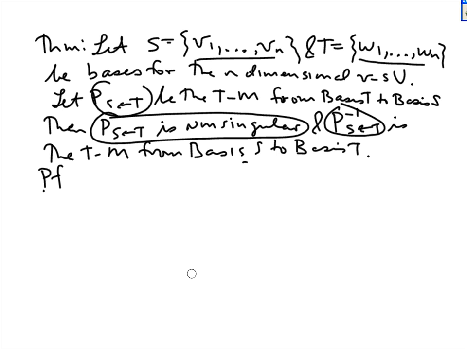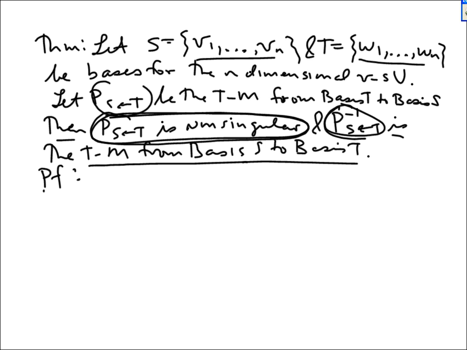Now, some people might disagree with that comment, but if you have this theorem in front of you, then what I'm saying is true. Then this matrix P is non-singular. We proved that. Now we want to show that the inverse is the transition matrix from basis S to T.